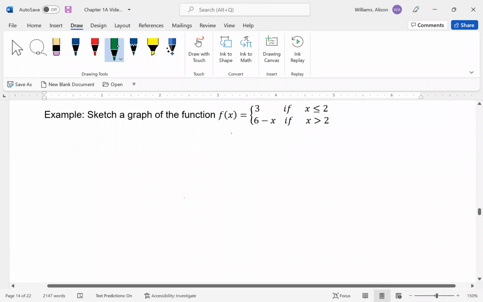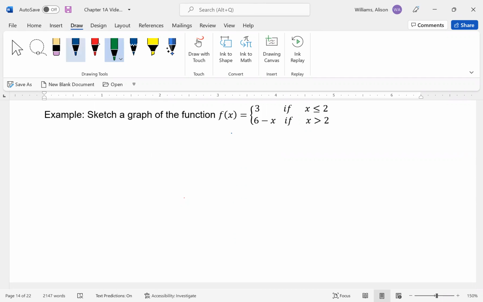So let's try graphing f of x equals 3 and f of x equals 6 minus x. The 2 conditions are x is less than or equal to 2. That's when it's going to equal 3. Otherwise, it'll be 6 minus x. Okay, so let's look at this graph here. We'll start with the graph of f of x equaling 3. That graph is a horizontal line going through 3 on the y-axis.